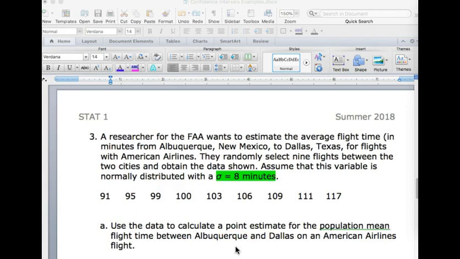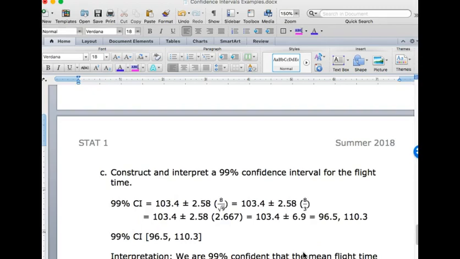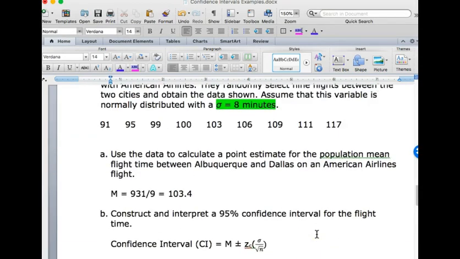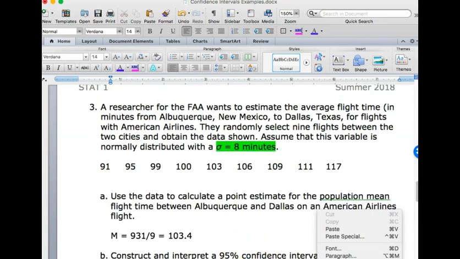It wants us to use the data to calculate a point estimate for the population mean flight time between Albuquerque and Dallas on an American Airlines flight. So we already calculated, if you remember, the sum was 931, so we divide by 9, and our mean is equal to 103.4. And I went ahead and rounded to 1 decimal place because we're going to just add and subtract the margin of error from this number, right?